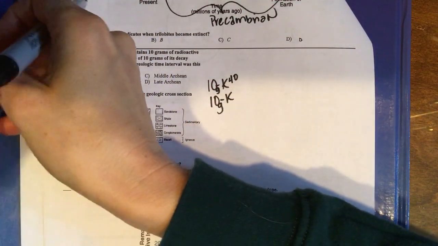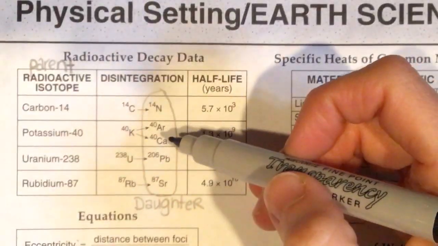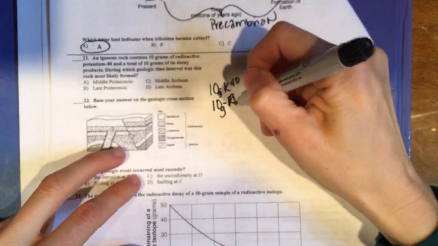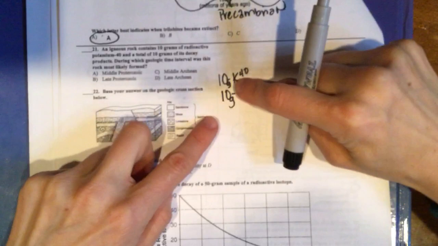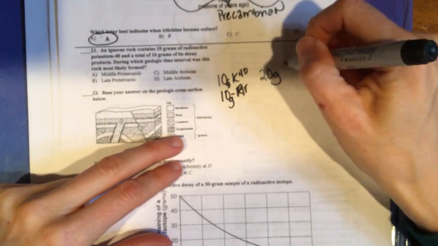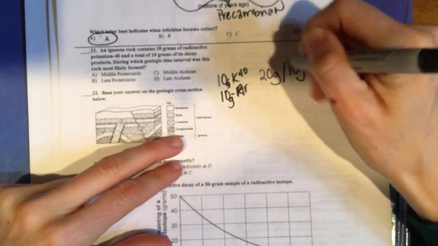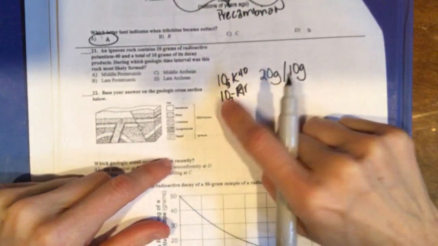The decay product is right here. Potassium 40's decay product will go with argon. So it probably started with 20 grams and now it's 50-50, right? Because if I had 20 grams of potassium 40, after one half-life it would be 10 grams of potassium 40 and 10 grams of argon.